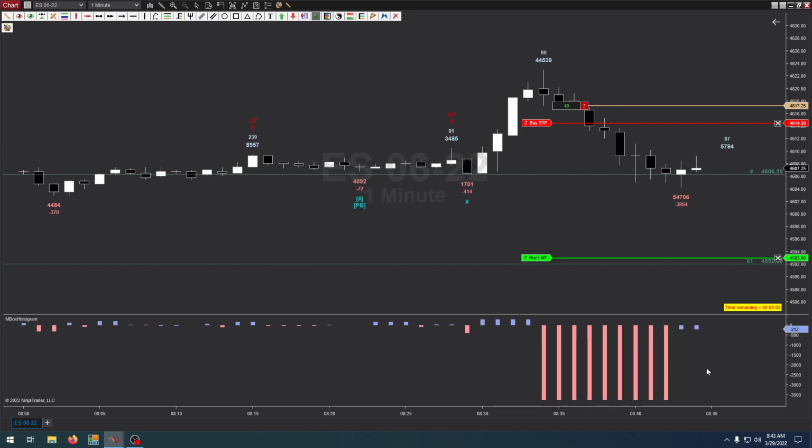We need supply to come in. And these two blue bars here are below the zero line, which means that even though price is trying to go up, there's more selling going on right here. So that's why we have the negative volume delta right there. The problem is now we have a positive volume delta here.